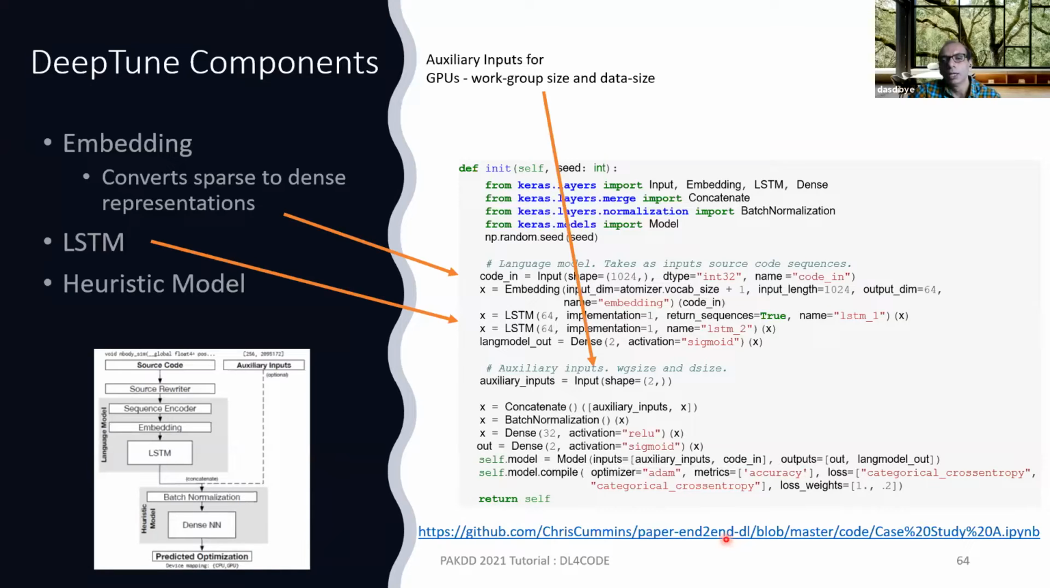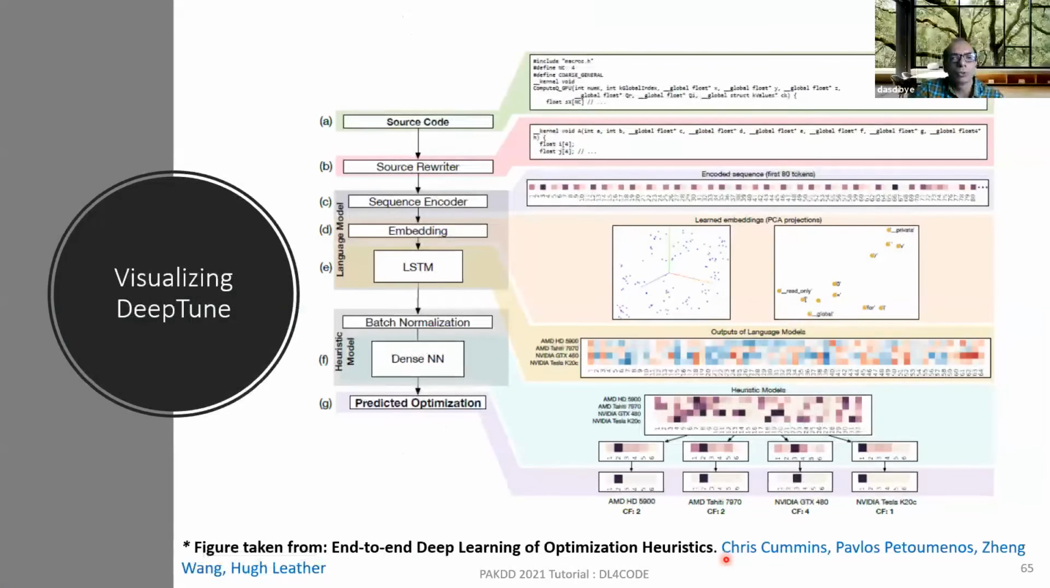So if you are interested, please have a look. Pretty simple code, and you can run it. So, visualizing DeepTune, as Professor Ramakrishna was showing earlier with their clustering of the various tokens, similarly, in the paper, Chris and others show the kind of clustering they achieved. If you look at it, you can see that the clustering may not be as good as what we see in IR2VEC, and we'll show the results why.